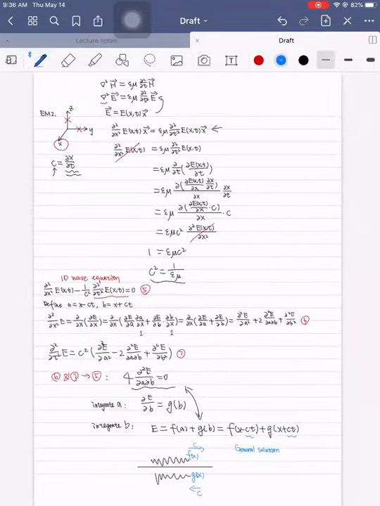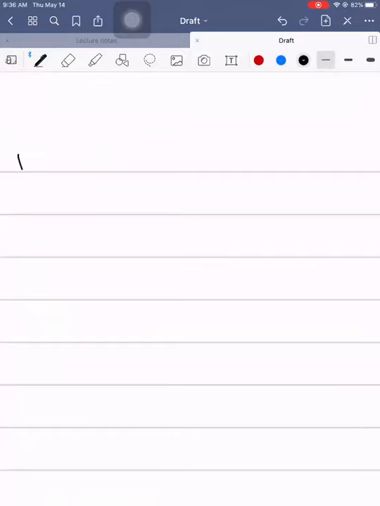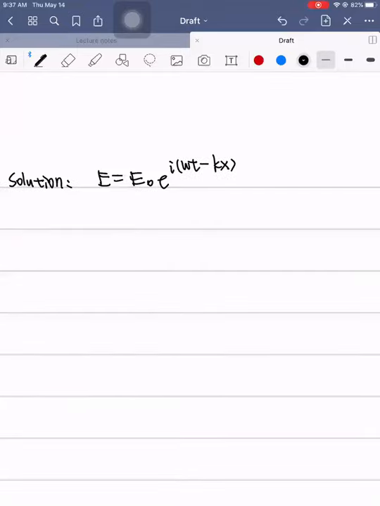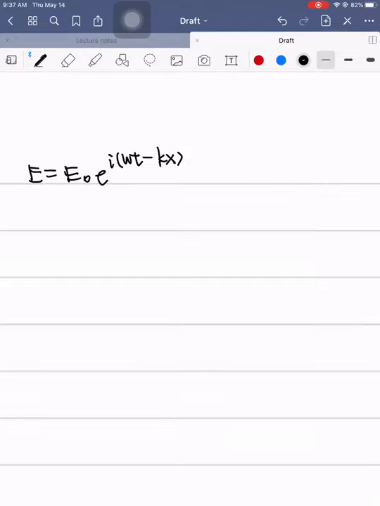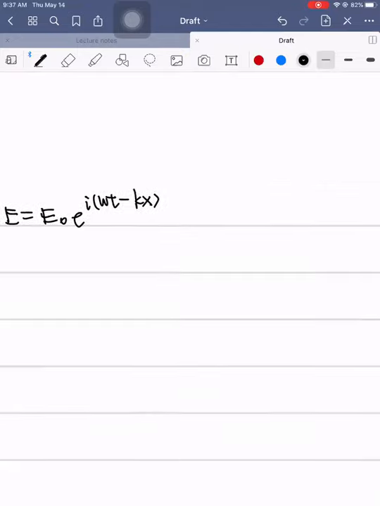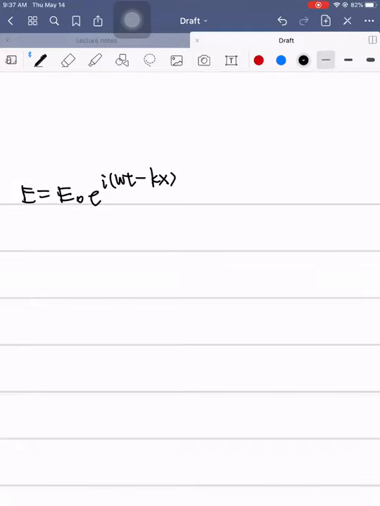But we can have a particular solution that has more physical meaning. The particular solution to these 1D wave equations, we want to write in this form: E equals E0 e^(i(omega t minus kx)). So how can this be related to the general form? I want to rewrite this a little bit.